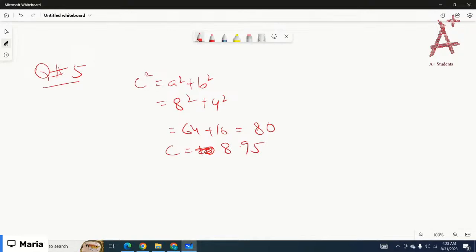Now you have to calculate the surface area of the cone. It would be A equals the area of the circle plus the area of the curved surface. Let's calculate the area of the circle first. The area of the circle is pi r square.